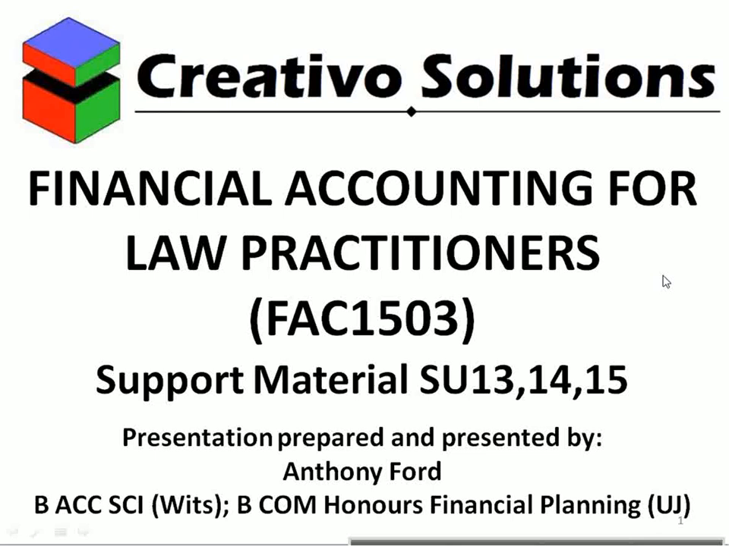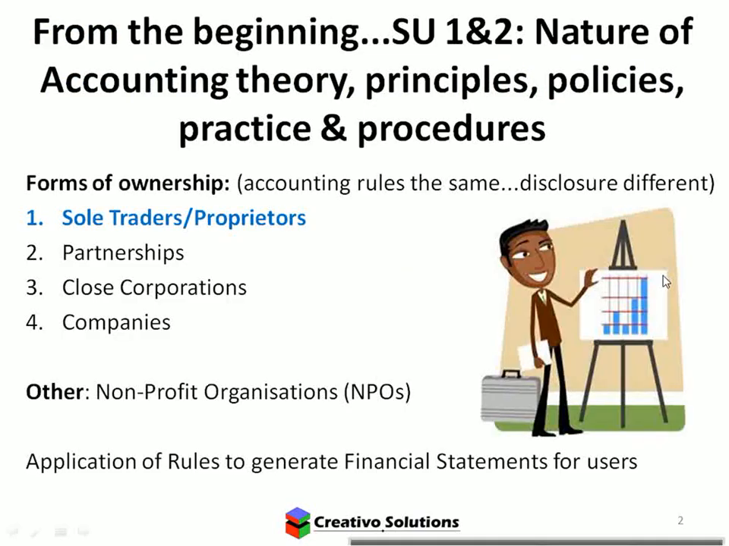Support material here is grouped: 13, 14, 15. You'll see 14 and 15 are very short units, it's all theory. 13 is the last real accounting unit that looks at disclosure. So right at the beginning, I spoke about different forms of ownership.